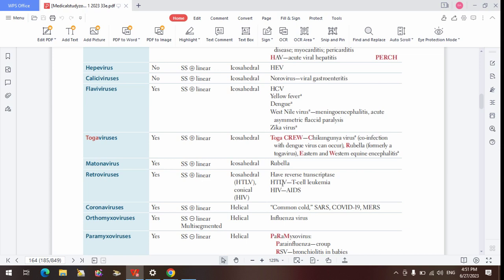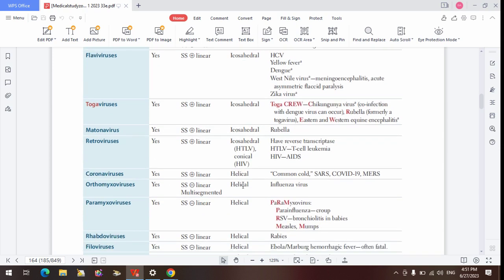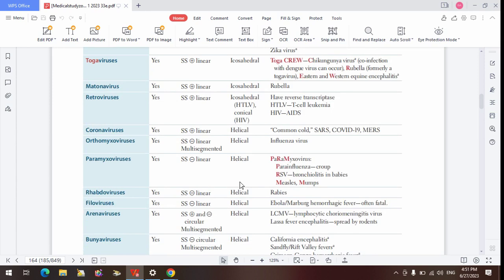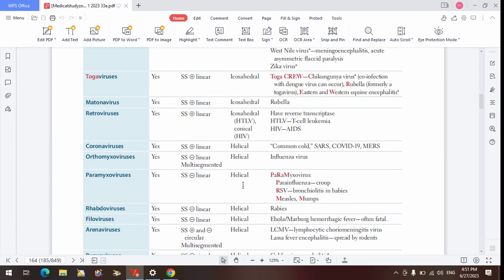The retroviruses have reverse transcriptase. What other organism has reverse transcriptase aside from the retroviruses? Hepatitis B. Thank you, Dr. Toby. Hepatitis B. So the two viruses that we have in the retrovirus family include HTLV, which is human T-lymphotropic virus, and HIV. Human T-lymphotropic virus can cause T cell leukemia. So they have adult T cell leukemia and HIV/AIDS.